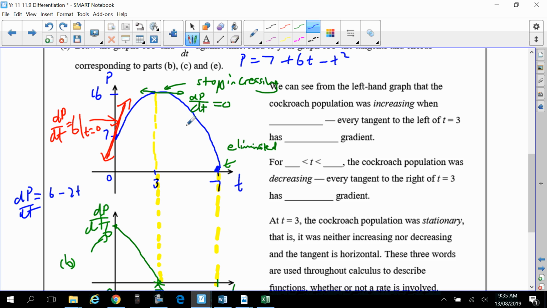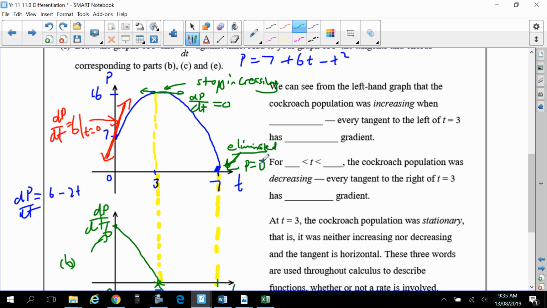Okay, that's good. What else do we have to show? It got eliminated. So that's when the quantity is 0. Right? Quantity is 0, eliminated, when p is 0. Get the idea?